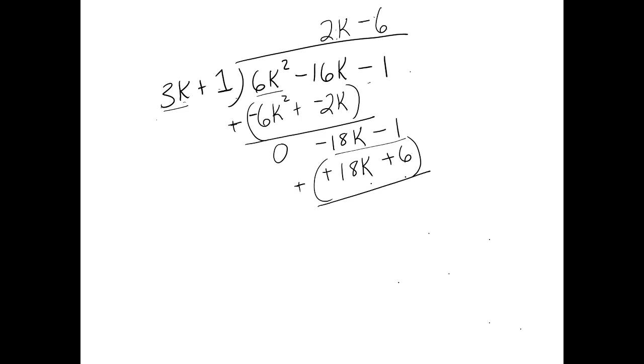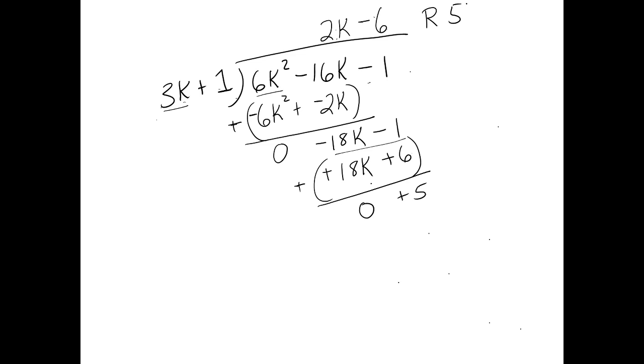Then if I add those two together, because I've changed the signs, positive 6 plus negative 1 would be positive 5. Negative 18k plus a positive 18k is going to be 0. Now there's nothing that I can multiply this 3k term by to give me just 5 because I don't have any k's. So I can't take my division any further, so I would write this as remainder 5. So my answer would be 2k minus 6 with a remainder of 5.